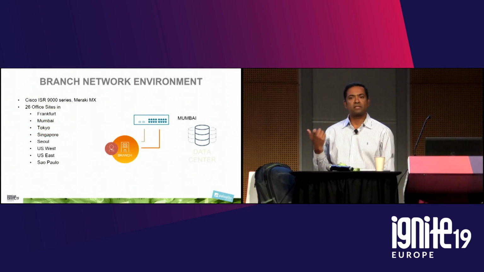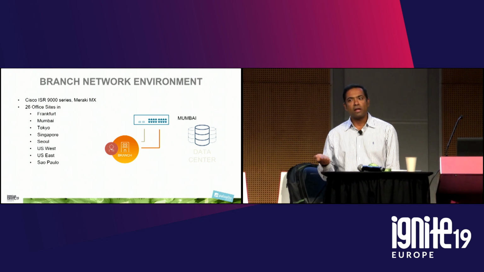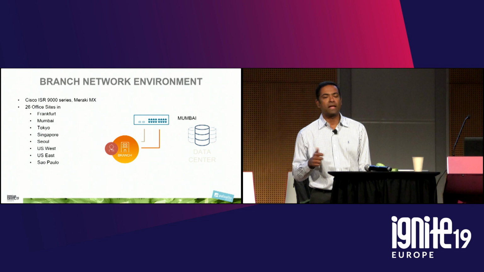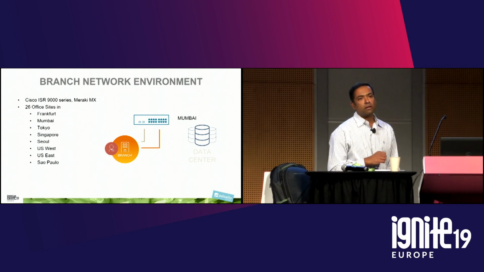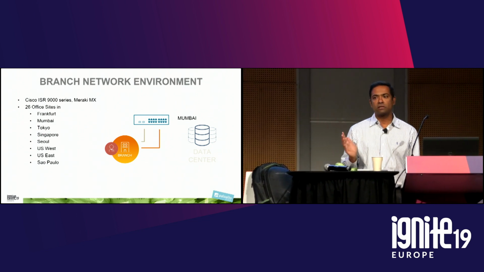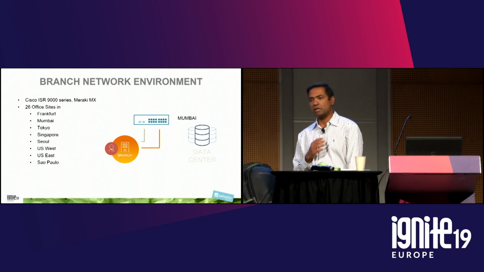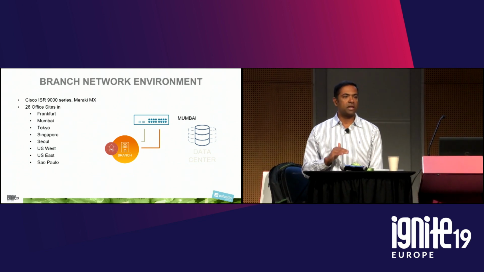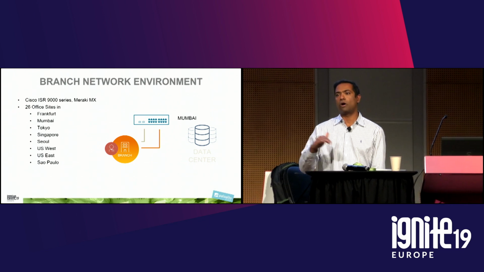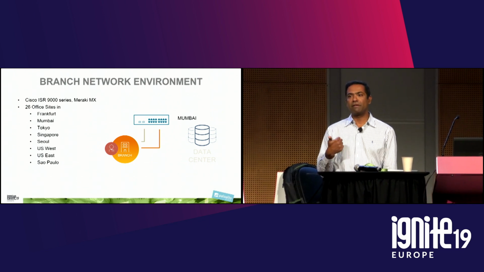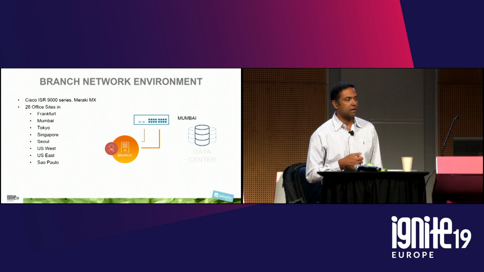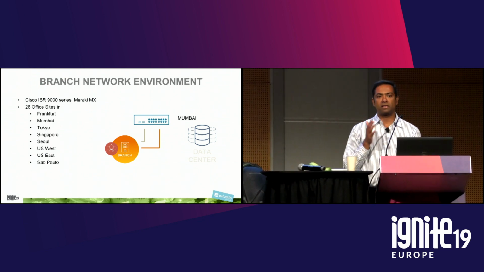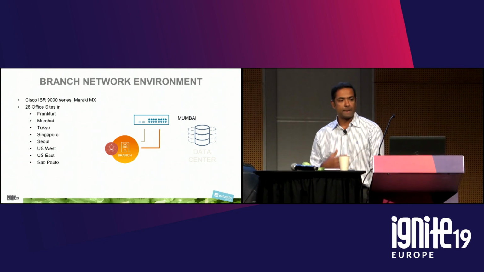The customer had Cisco ISRs in the branch, with about 26 office sites across the world, in different locations. All of these locations were able to connect into the Prisma Access service to provide that capability and uniform connectivity and uniform security policy for all of those sites. So there's no difference between a site in Mumbai or a site in Singapore or Seoul, for that matter. Everybody gets the same policy.